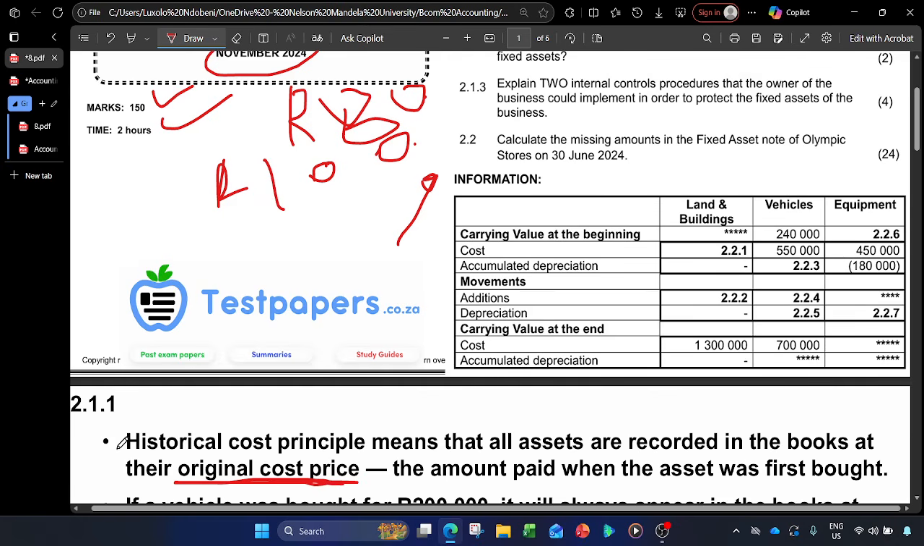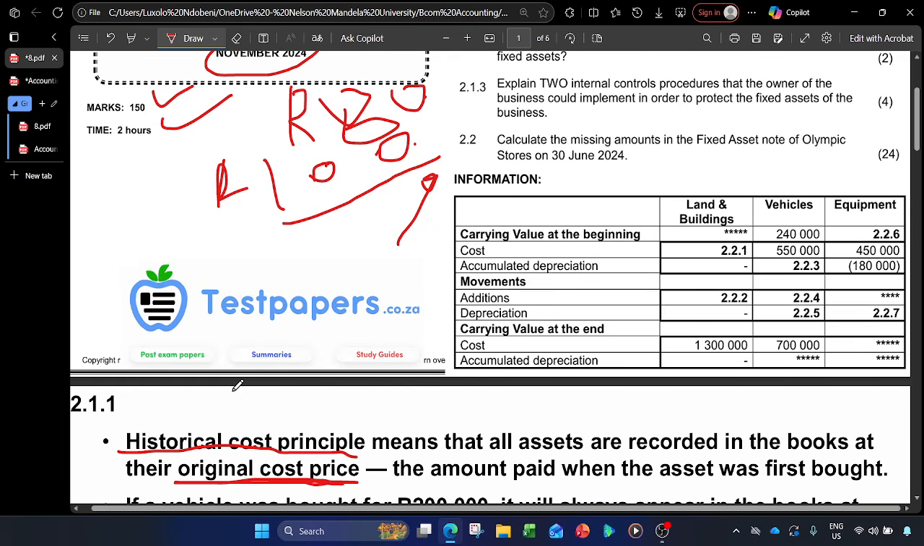So that is what historical cost is here for, to guide you on which cost or which price to use when recording the assets. Remember, it is the original cost that the business paid when buying the asset, right? So if they ask you that question, 100 rand will be the cost of the asset according to historical cost. So you must reference why you are saying that.